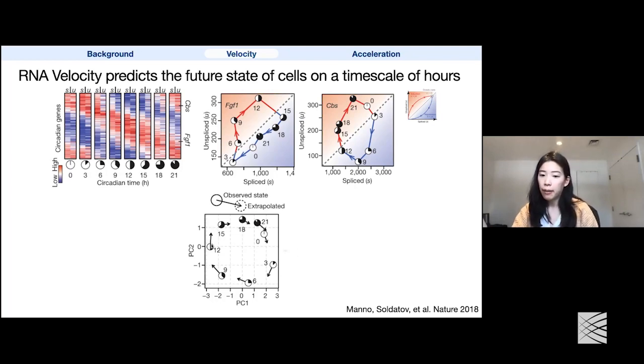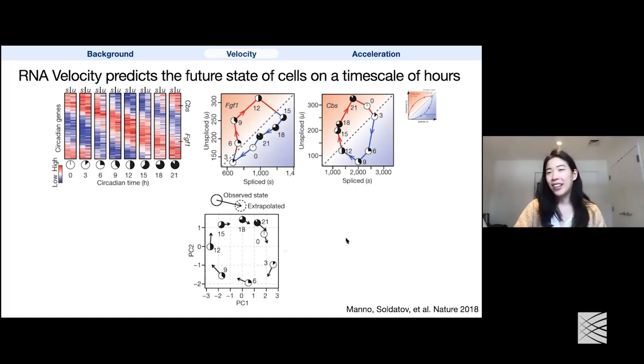And so here, each circle is what they observe, the current state, and the arrow is pointing to the expected direction of this future state. And they solved the predicted future state by solving these differential equations for every single gene. And using these arrows, you can see that the direction that they're able to infer from the spliced and unspliced data matches the expected direction of the circadian cycle and time, which is awesome.